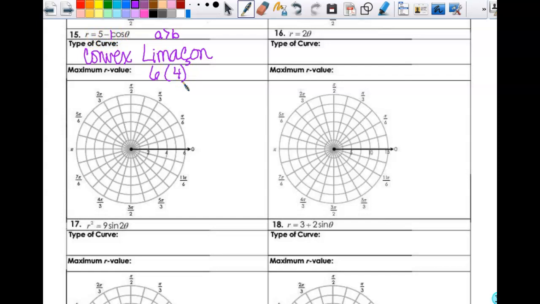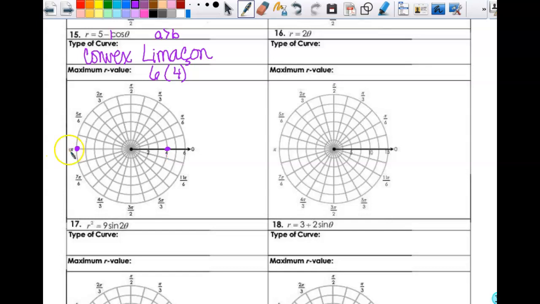Okay. For a convex limaçon, I do not have a point on the pole, but from the pole is where I'm going to count my 6, I have to figure out which direction. This is cosine, so it's going to be on the x-axis. It's negative, so it's on the negative x-axis. Oops, I just said I don't have a point, and I accidentally put one. From here, I'm going to count out 6 to the left. Then I do my smaller number to the right. Okay. So the convex limaçon is the one that kind of looks like a circle, but it's not.